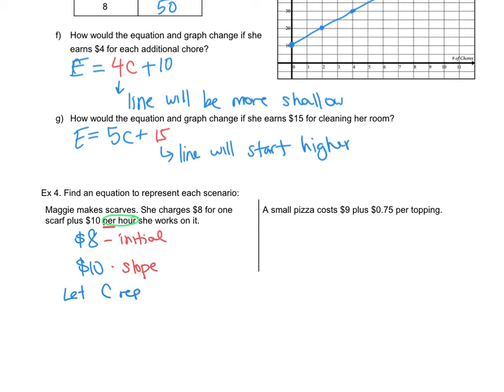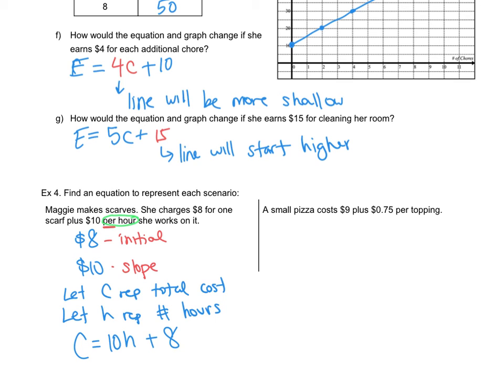Let C represent total cost. Let H represent number of hours. So the total cost is equal to, thinking of y equals mx plus b, we know 10 is the slope, so it's attached to the variable, and the 8 just chills at the end.